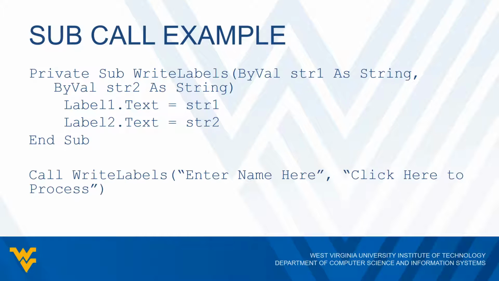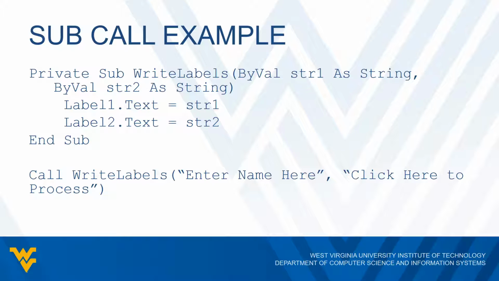Now that we remember what the method does, let's take a look at how we would call it. So we would have this line here. We start with the word call, and then we have the name of the sub, write labels. We have our parentheses, and then we see we have 2 arguments. One is the string "enter name here," and the other one is the string "click here to process."